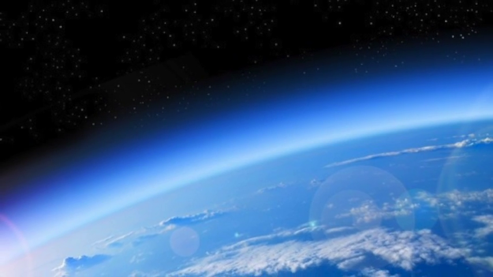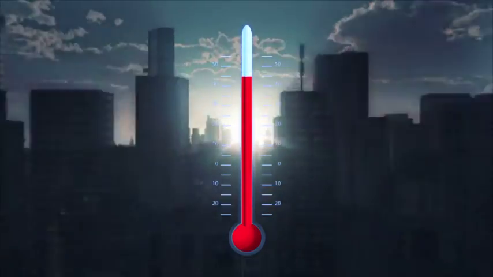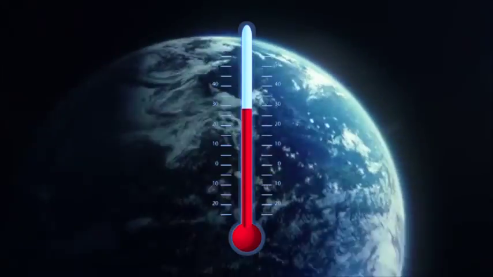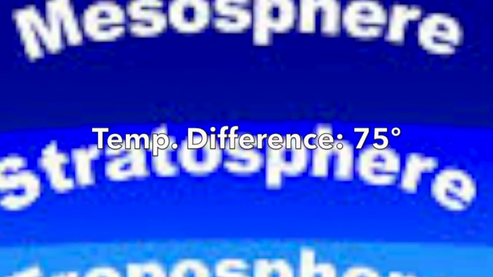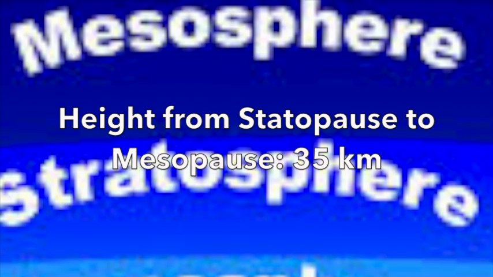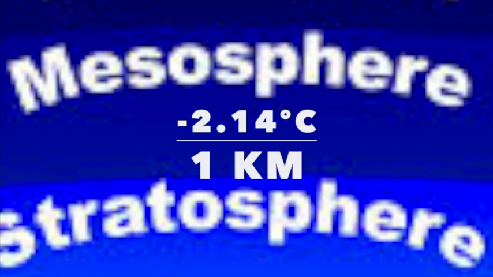From 50 kilometers above the ground starts the mesosphere, and it ends at the mesopause, about 85 kilometers above Earth's surface. Being different than the ozone-filled stratosphere, the temperature decreases the higher up you go. If the stratosphere could get up to negative 15 degrees Celsius and the region up to the mesopause reaches a stunning negative 90 degrees, that means that the temperature decreases at 2.14 degrees Celsius for every kilometer you go up.